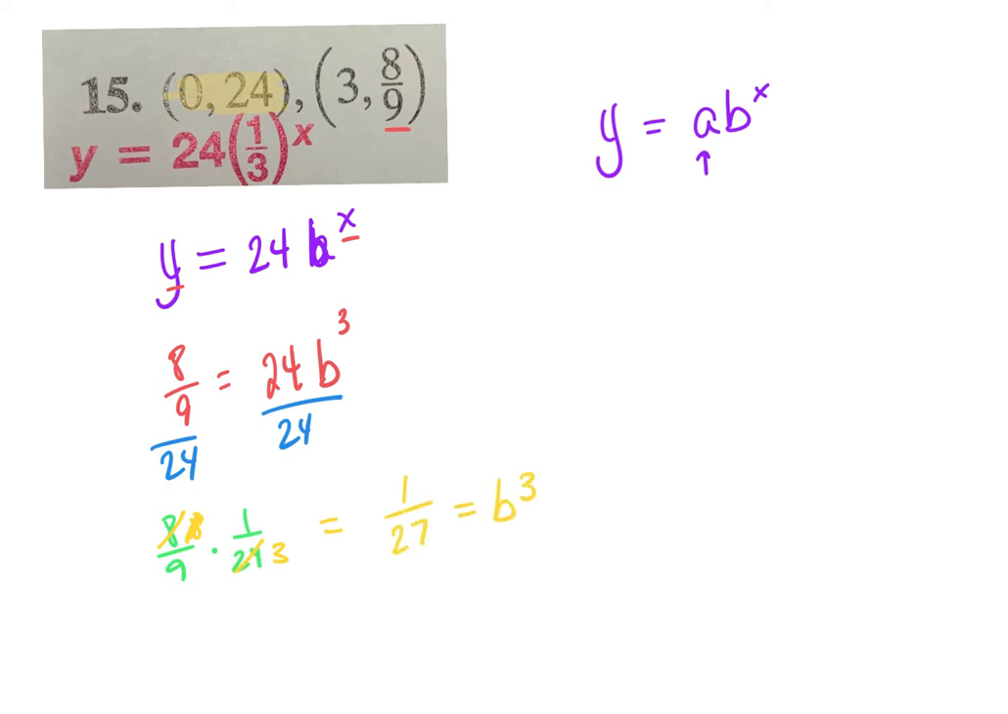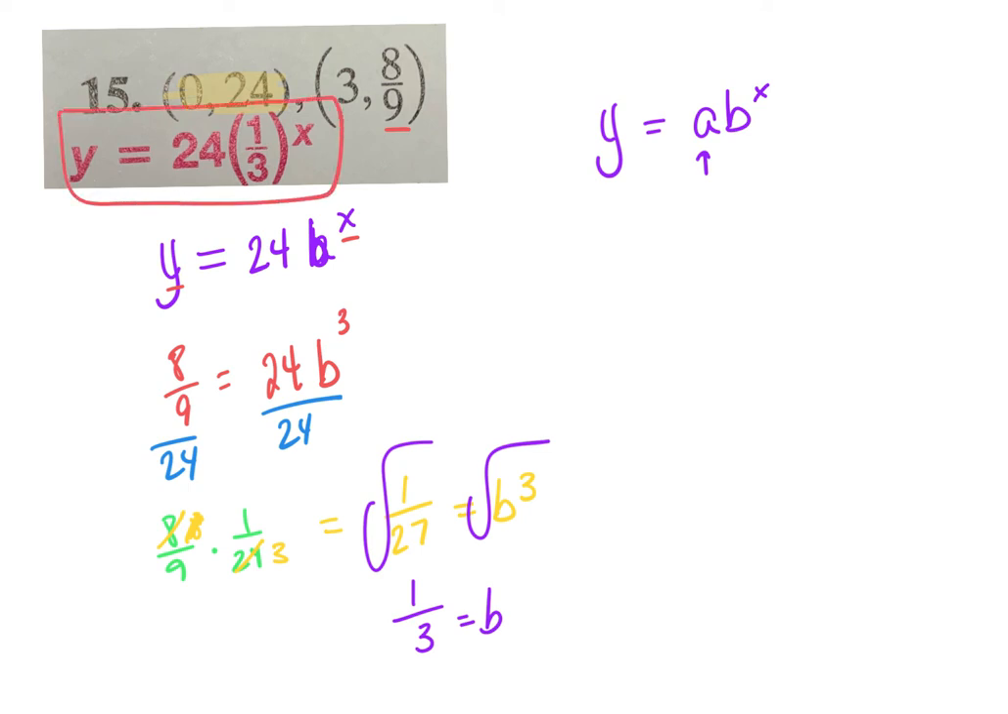How do I solve for b? Cube root, which hopefully y'all know that, right? Cube root of 1 is just 1. Cube root of 27 is 3. So then I plug it back in, which is what gives me this little guy up here. y equals 24 times 1/3 to the x.